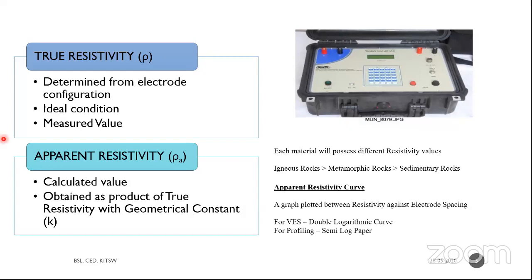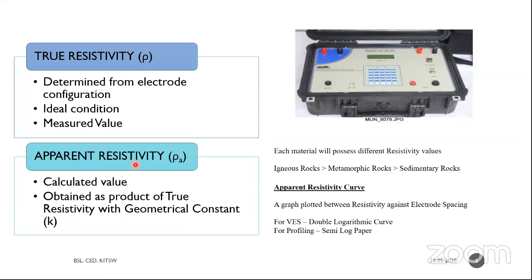Very simple. Apparent resistivity is defined as true resistivity multiplied by some K, which is called a geometrical constant. You can see the last point: apparent resistivity is obtained as a product of true resistivity and a geometrical constant. I will discuss the geometrical constant in detail when I discuss the array system. So coming back, the main aim of this tomography device is to give the value of apparent resistivity.